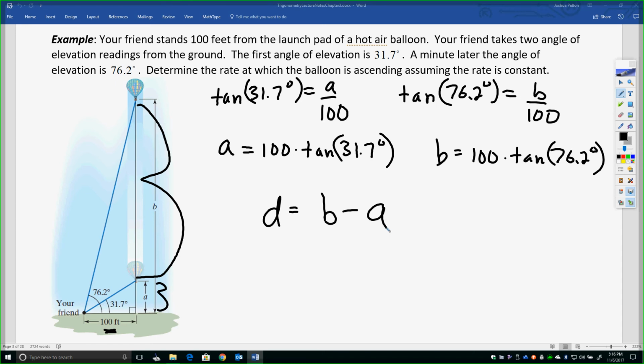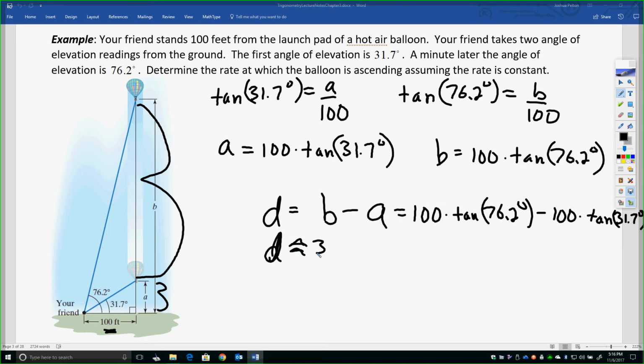Okay, so if you plug that into your calculator, using the B minus A on the top here, that's going to be 100 times tan of 76.2 degrees minus 100 times tan of 31.7 degrees. Okay, that'll give us a distance of approximately 345.37 feet. But the question is asking for a rate, and we're assuming that it's constant.